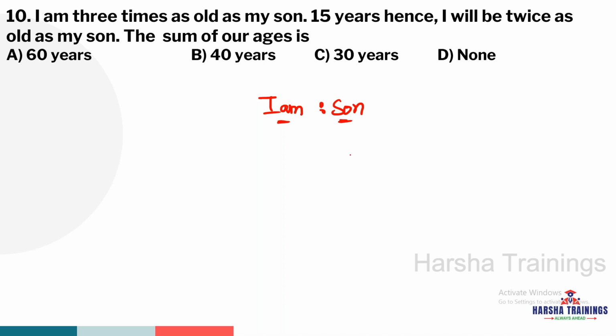Okay. So I am how many? I am 3 times as old as my son. My son's age, I don't know, let it be 1. I am how many times? 3 times. Okay, 1 into 3, 3.